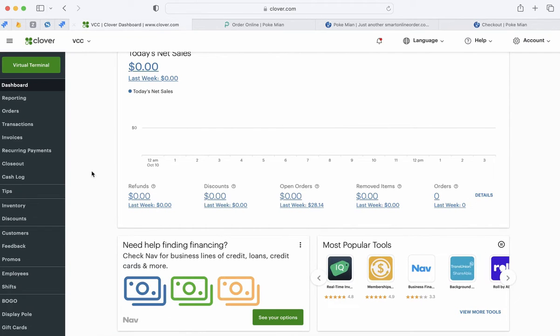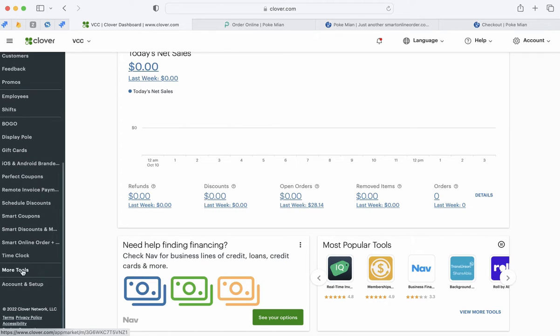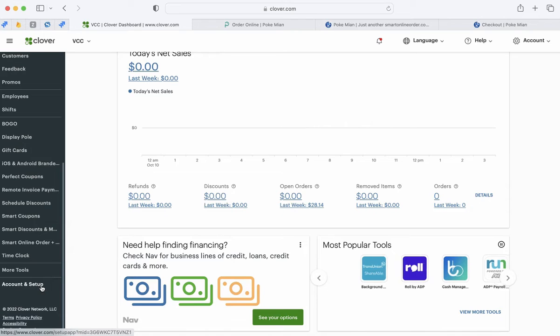In the Clover dashboard, what you want to do is go under Account and Setup, right here at the very bottom. Remember, when I say Clover dashboard, I'm talking about clover.com from your laptop or computer. You log in, you choose your location, and then on that location, you press Account and Setup. If you have multiple locations, you're going to have to do this several times, because each location's fraud tools have to be set up individually.